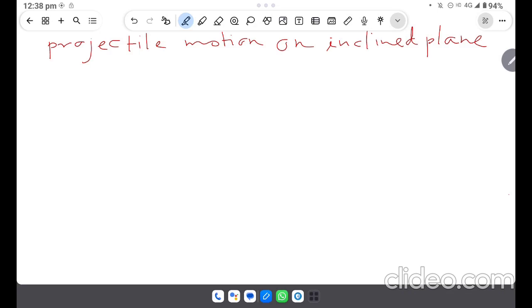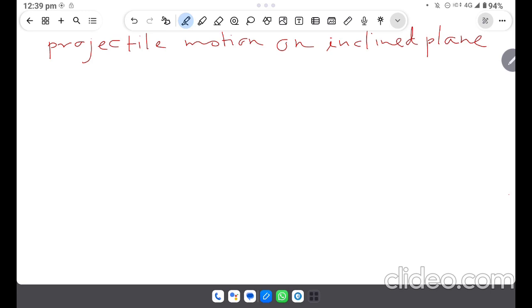Okay, so today we will show the projectile motion on the inclined plane. We know that there are three different types of projectile motion. One is the horizontal projectile motion, second one is the angular projectile motion, and the third one, which we are going to do today, is the projectile motion on the inclined plane.